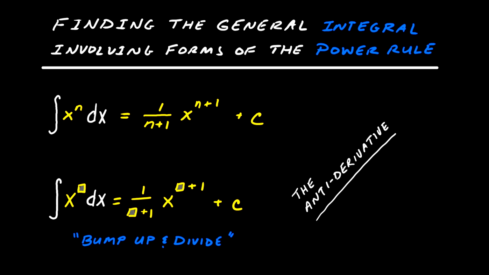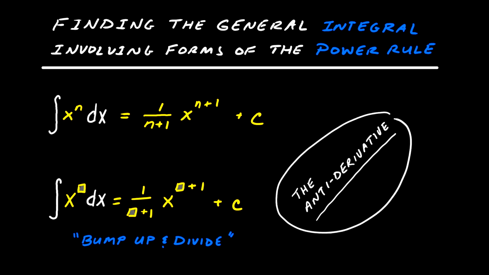In this video, I'll show you how to find the general integral involving forms of the power rule. This is also known as finding the antiderivative. So we're going to be looking at functions that we can rewrite in the form of x to the power of n. And we're doing the power rule for derivatives in reverse. So we'll be raising it to a power higher and then dividing by that power.